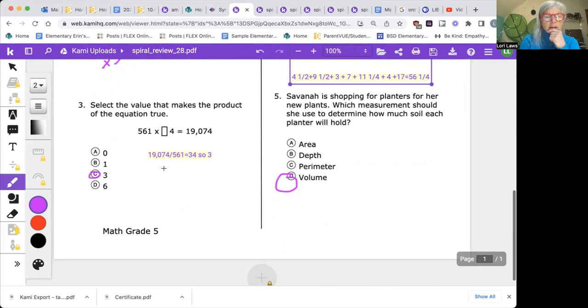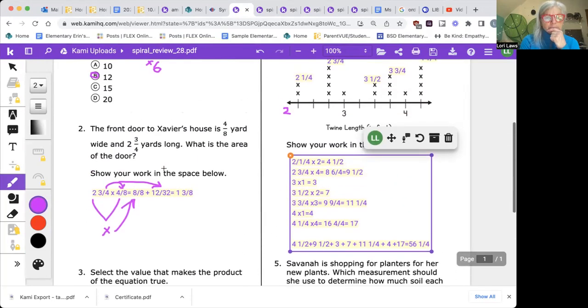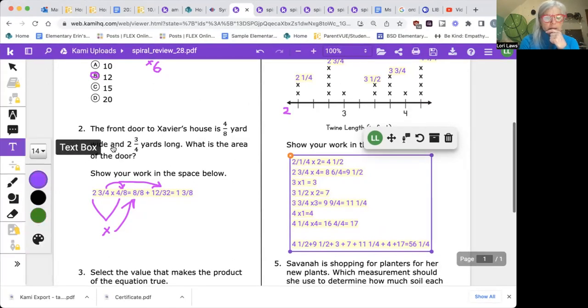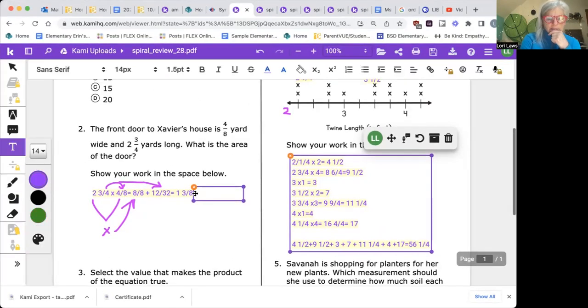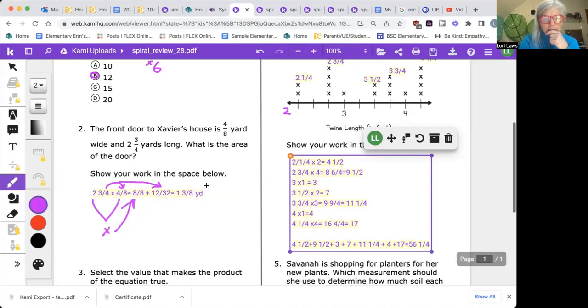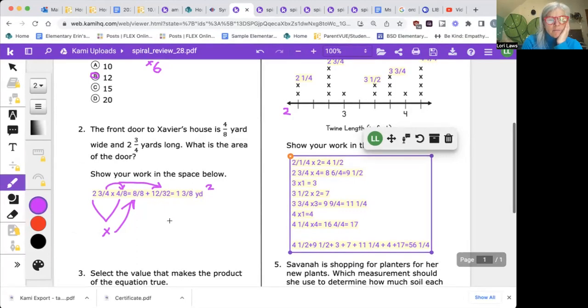Okay. Yards. I didn't label it. Darn it. Let me label it. Yards. And that would be squared because it's only length times width. That isn't right. You know what? I did that wrong. Let's convert it and do it that way.